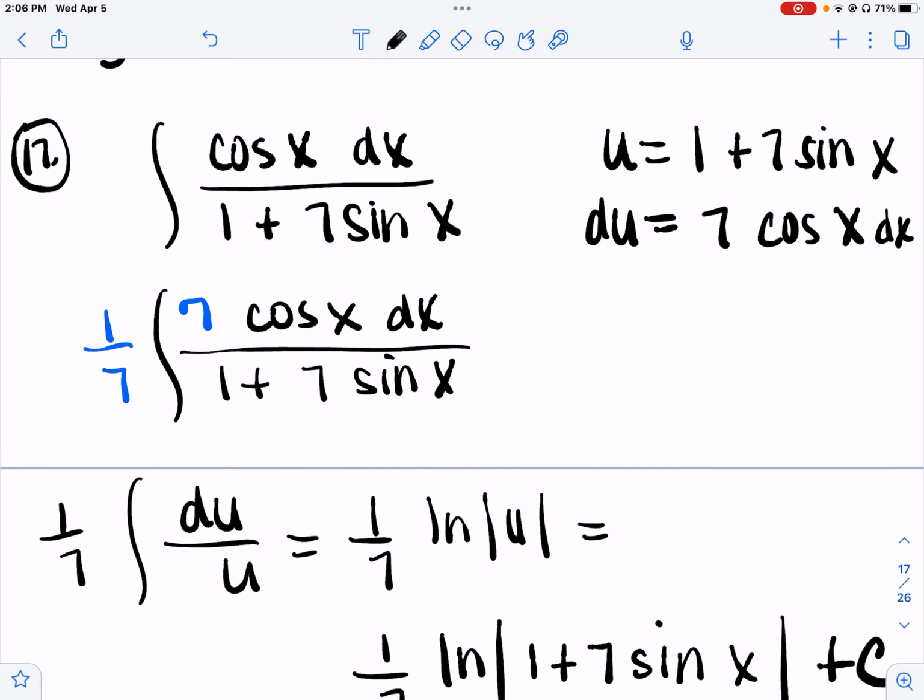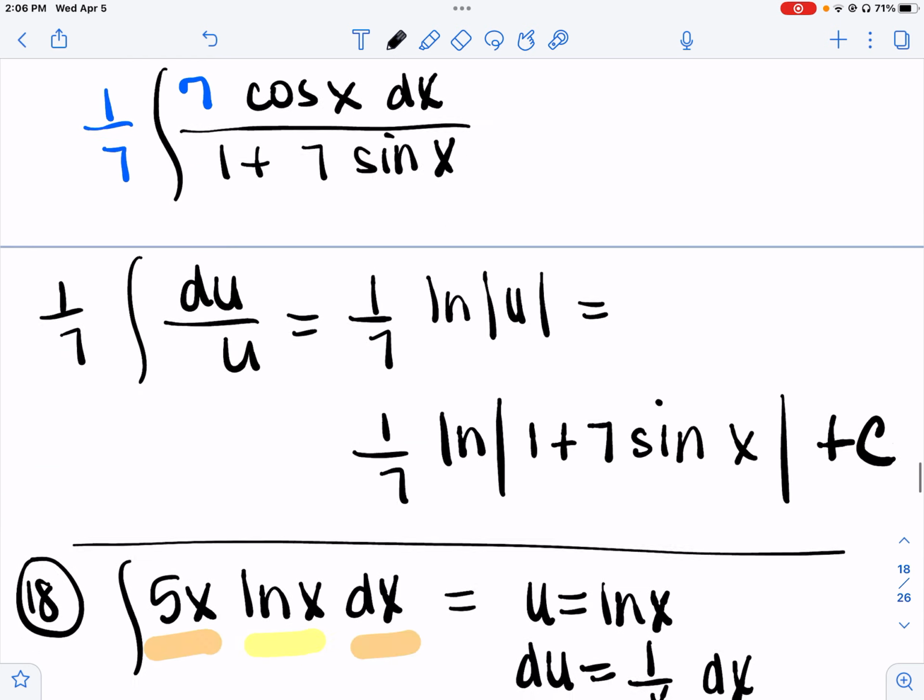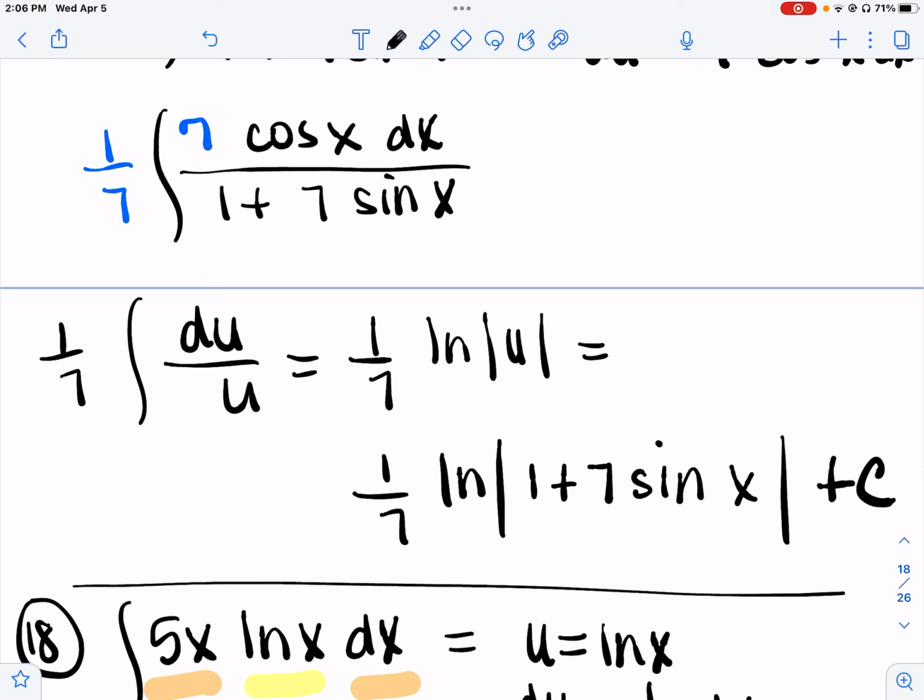Okay, 17. I see a fraction. I know the derivative of sine is cosine. So if u is 1 plus sine 7x, du is 7 cosine 7x. I multiply a 7, multiply a 1/7. 7 cosine 7x is du. Du over u. The integral is ln. So that's 1/7 ln of 1 plus sine 7x.